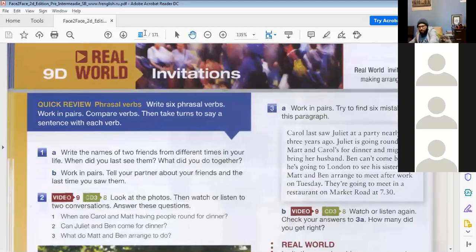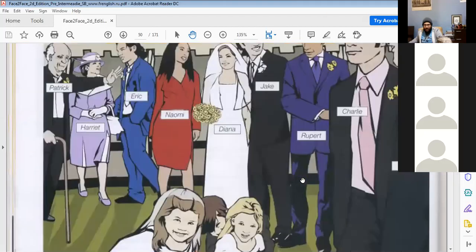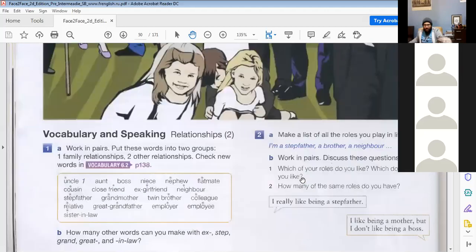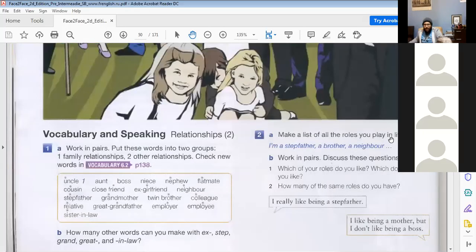Oops. 50 page. All right. Now, I think we've got some listening. We're going to listen to an interesting story about a wedding. But let me show you the question. It says here, make a list of all the roles you play in life.